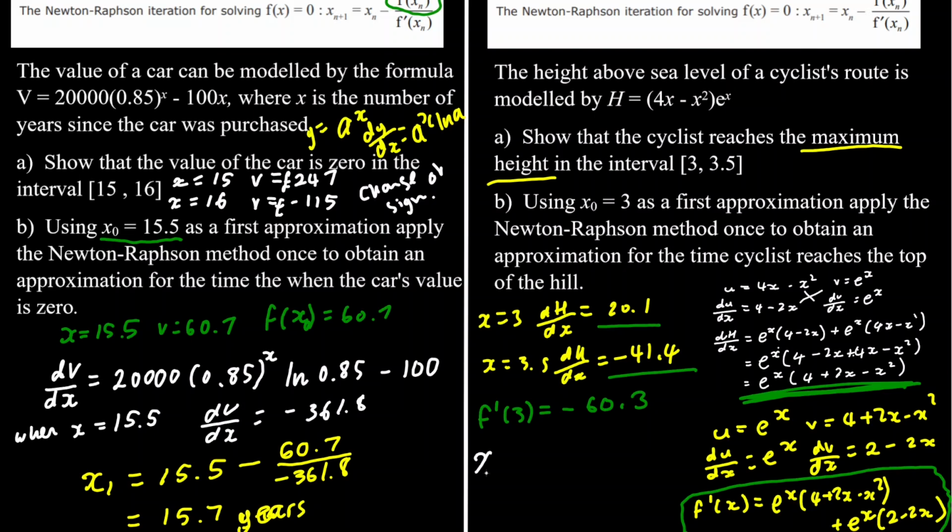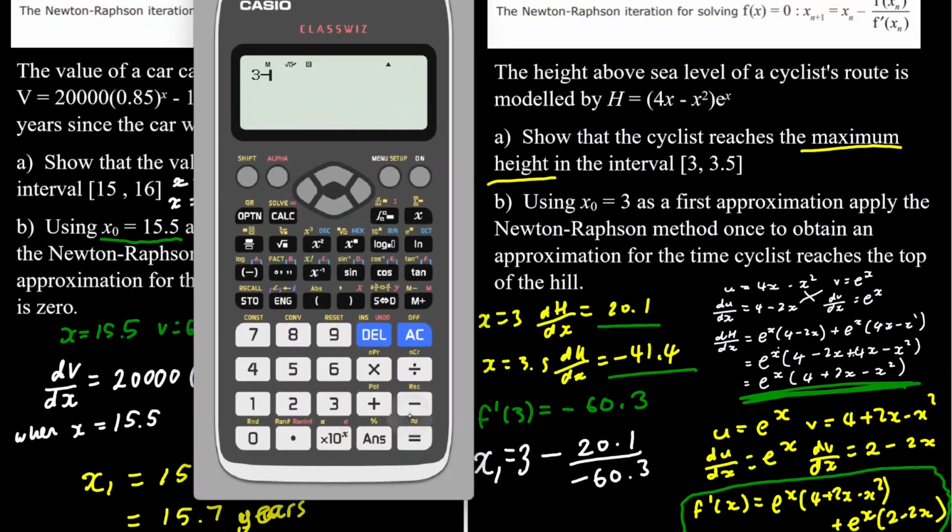So x1, our second approximation, is our first approximation, which was 3, take away f of 3, which we know, and that was our 20.1, over our gradient, which was negative 60.3. So it was 3 minus the one we saved as A over our last answer, and we get exactly 10 thirds, 3.3 recurring.